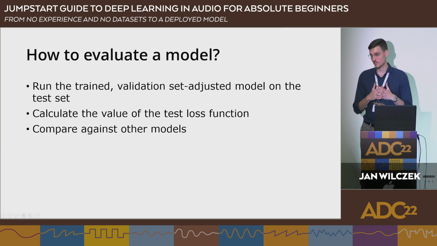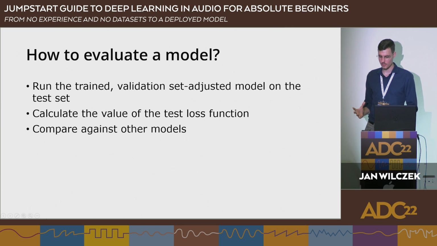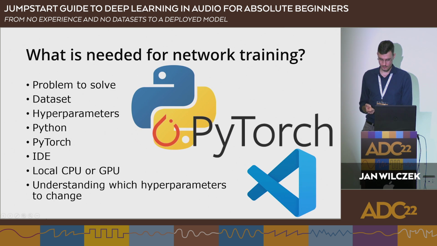And finally, when we are satisfied with our network, we adjusted it according to our validation set, we can evaluate it. And for this, we can use the same loss function or a different loss function. And this will give us simply a number. And this number allows us to compare against our previous approaches, against the approaches of other researchers, or even give us some indication, can we apply this model in the real world?